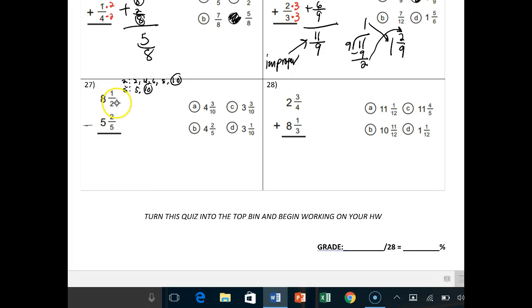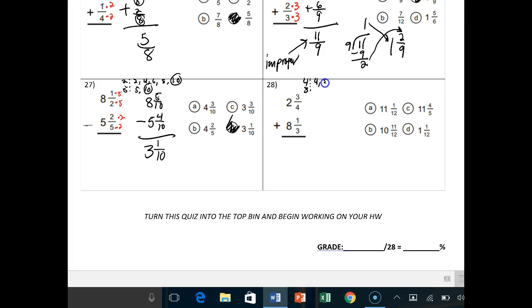So what do I do to 1/2? I multiply it by 5 because again I want to make it 10. What I do to this 5, because I want to make it 10, I multiply by 2. So our new fractions are 8 and 5 over 10 minus 5 and 4 over 10. So 8 minus 5 is 3, 5 minus 4 is 1, over 10. 3 and 1/10, D.